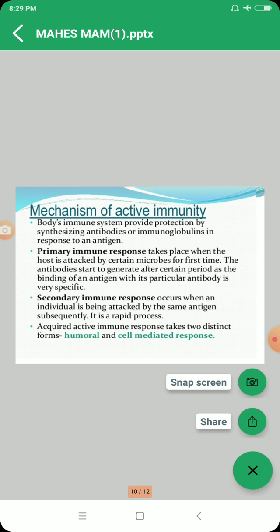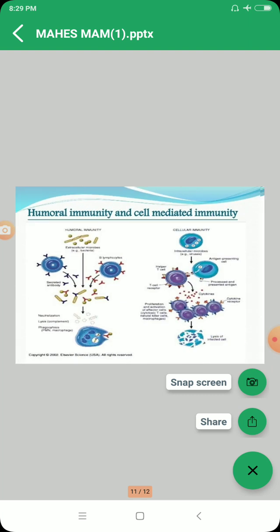Then the action of lymphocytes and antigen presenting cells is also important here. Lymphocytes possess antigen binding cell surface receptors. Antigen presenting cells have class 2 MHC, major histocompatibility complex, on their surface and they present antigens to lymphocytes. It has two distinct forms: the first one is the humoral immune response and the second one is the cell mediated immune response.